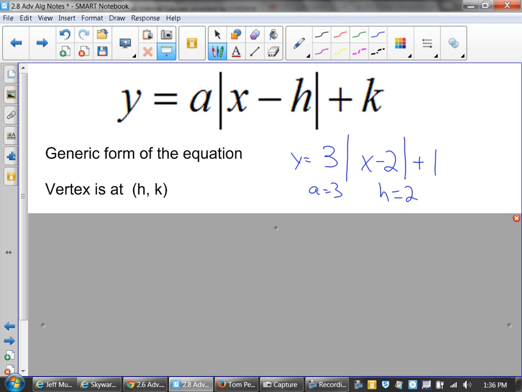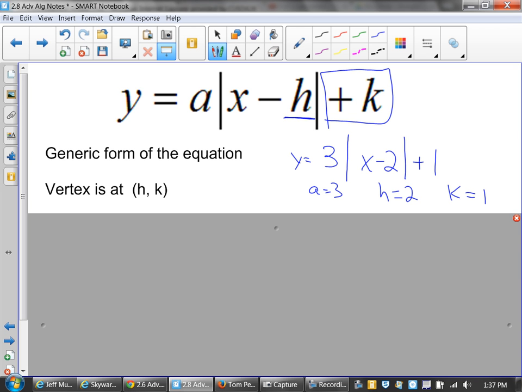What's your value of k here, real quick? 1. Now, we're being extremely literal with our h's and our k's. Our k value is whatever you see here: plus k, plus 1, it's 1. If it was minus 6, what was k? 6. Minus 6. All right.